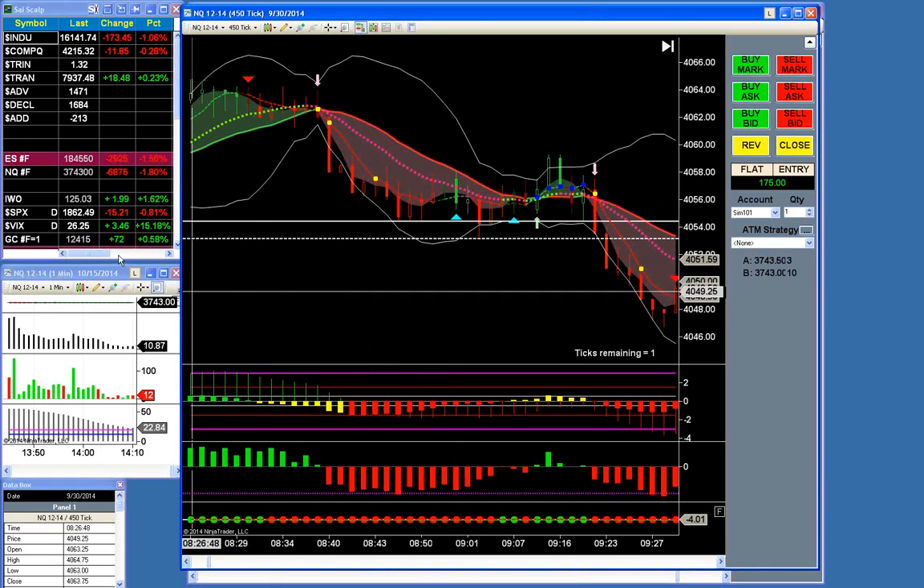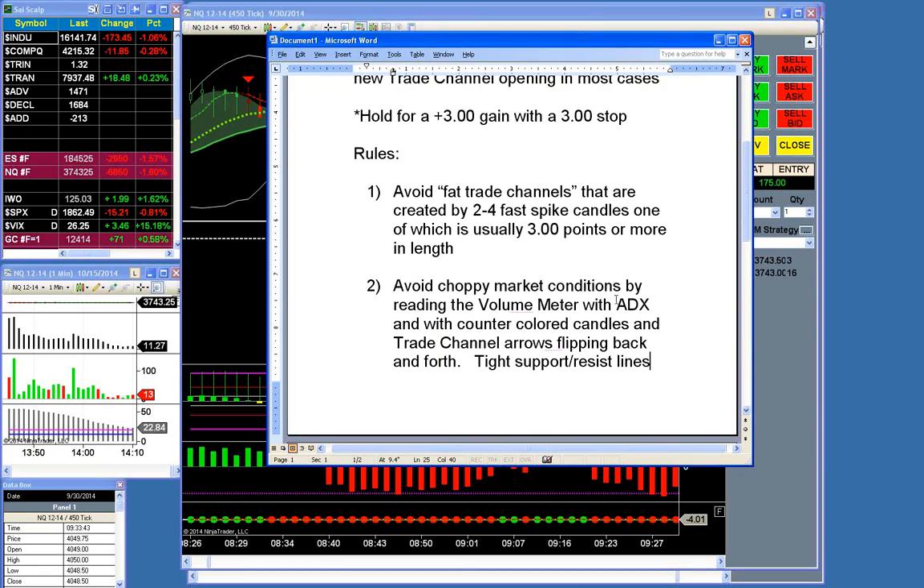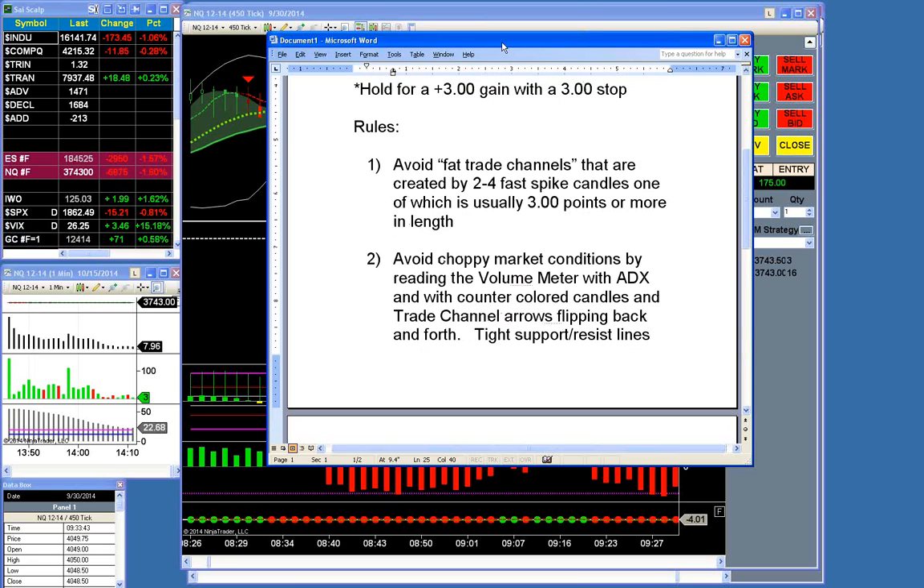Now, one thing I haven't discussed yet, which I will right now, and I mentioned that in here, just so you know, avoid choppy market conditions by reading the volume meter with ADX, which is developed by the brilliant Wells Wilder. It's a force measurement of a trend. And with counter-colored candles, trade channels flipping back and forth. We already went through that on this choppiness period here. Did you remember that just a few minutes ago?